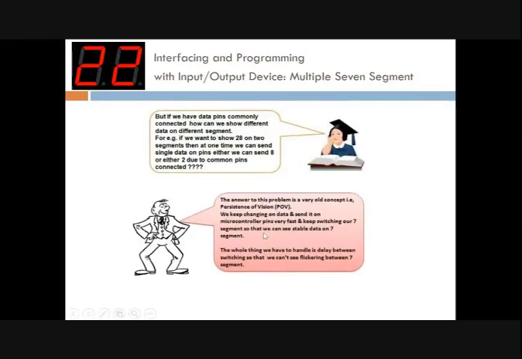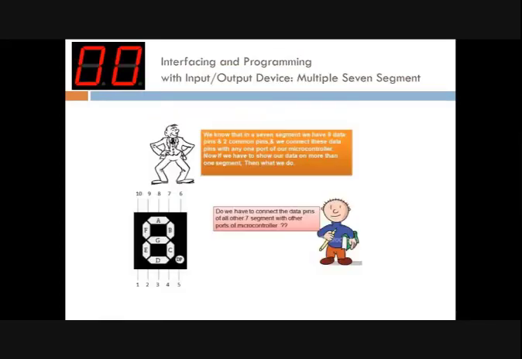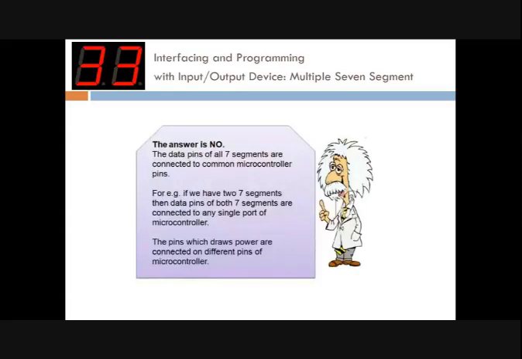Okay, so I will repeat the question. What happens if we want to add two 7 segments? Can we connect the data pins A, B, C, D, E, F, G for the first one, and then the second one to a different port? Let's say the first one you connect to port D, and the second one you connect to port C, port B, or port A. Can you do that? Right now the answer shown here is that you cannot achieve that.